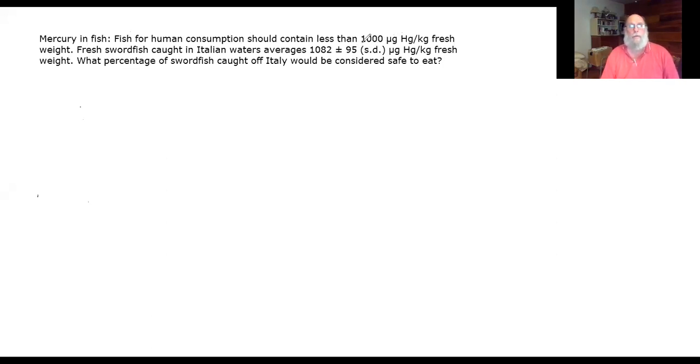But to eat, I think it's swordfish in Italian waters, if they have more than 1,000 micrograms of mercury per kilogram, they are considered unsafe. Microgram per kilogram is parts per billion. So that's a relatively small amount, but mercury is a terrible poison. And they don't give the sample size, or I didn't write it down, but you get about 1,082 as a mean for their sample with a 95 standard deviation.